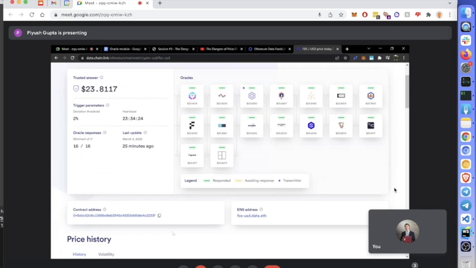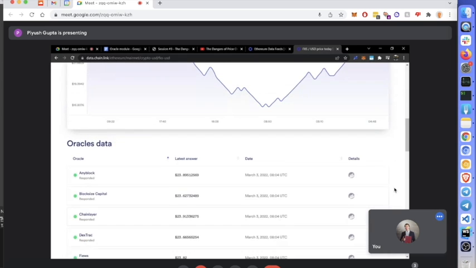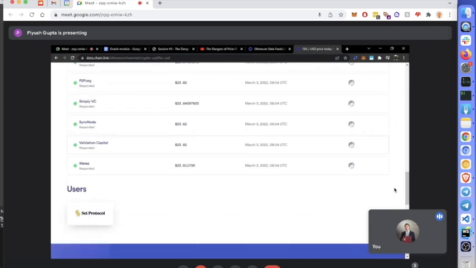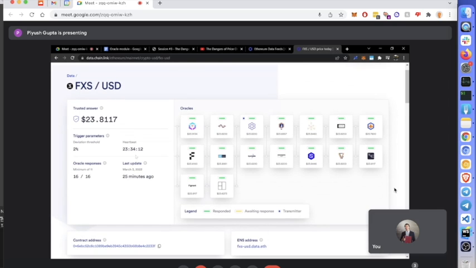Below you can see a price history, and I don't remember, so somewhere there should be information, maybe above, on how often it is invoked. Heartbeat is 24 hours, right? So it was last updated 25 minutes ago. So this is a countdown. Oh, no. There is a deviation threshold. It's much more often because of this. I see.